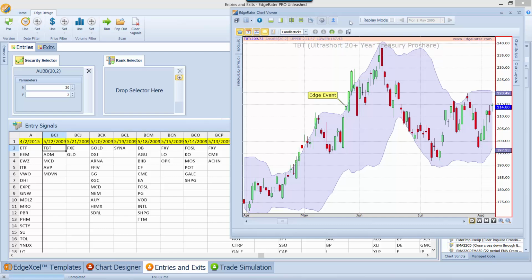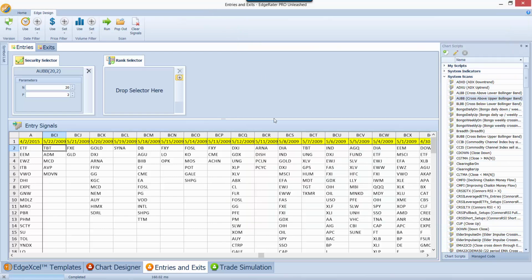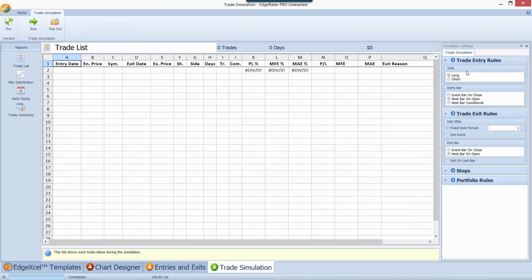What you would do is come to your list of entries. I'm not going to put any exits in now. I'm going to go over to trade simulation, and that's going to use that list of entries to do a trade simulation. So what you would choose in here is your entry rules. As an example, let's take a long trade. Sounds a bit risky, but let's take a long trade. Whenever stock crosses above upper Bollinger Band, we'll enter on the close of that bar.